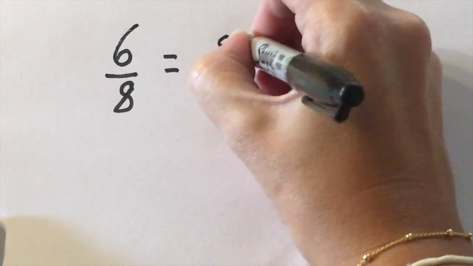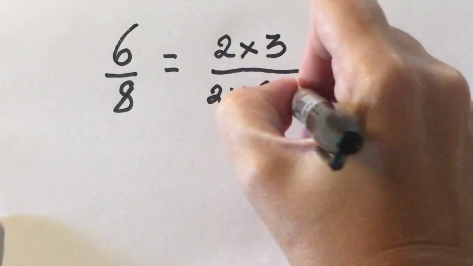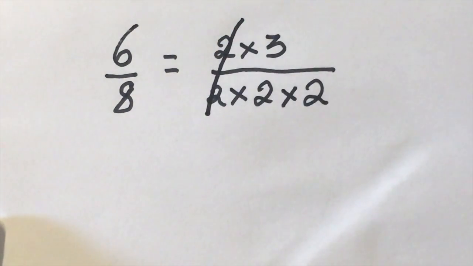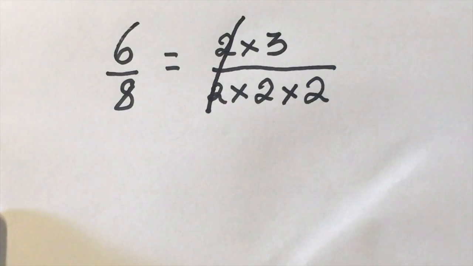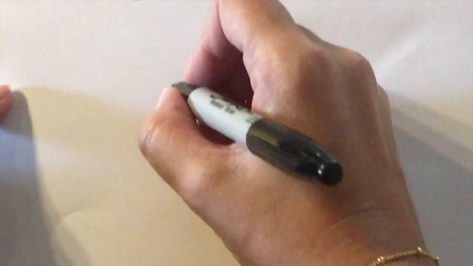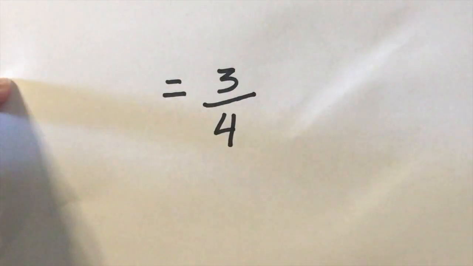Let's take another example. Okay, so here we have the fraction 6/8. We know that the prime factors of 6 are 2 times 3. And the prime factors of 8 would be 2 times 2 times 2. When we cancel out one 2 at the top and one 2 at the bottom, we are left with 2 times 2 at the bottom and 3 at the top. So our new fraction becomes 3/4. Great job.